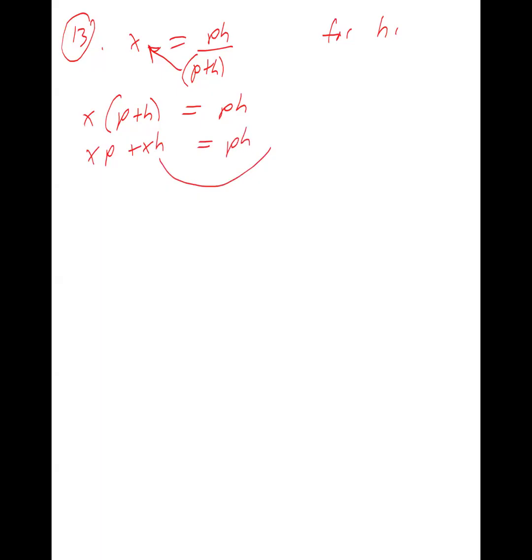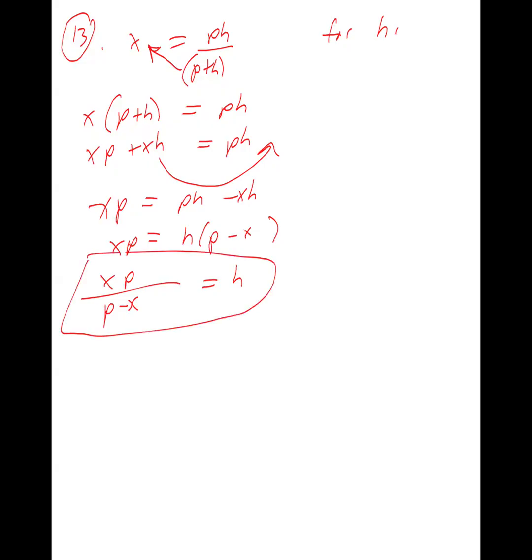Now get the h's on the same side. So xp equals ph minus xh. Factor one h out. That leaves you with p minus x. And then divide the p minus x underneath the left side. So it's xp over p minus x equals h. Now make sure you put your answer in with small letters, not capital letters, just to make sure you get credit for it. So h equals that. Sorry, h equals that. Then number 14.